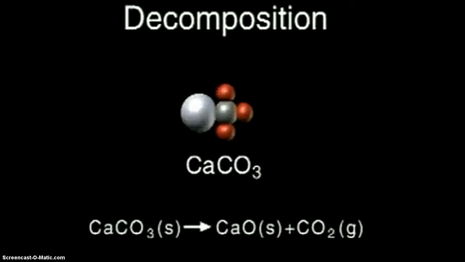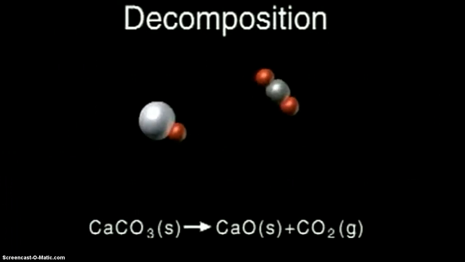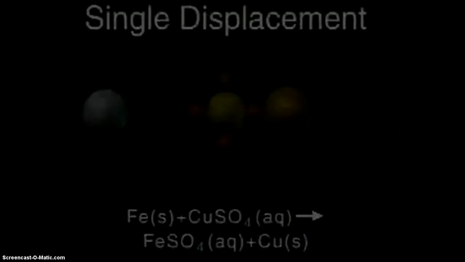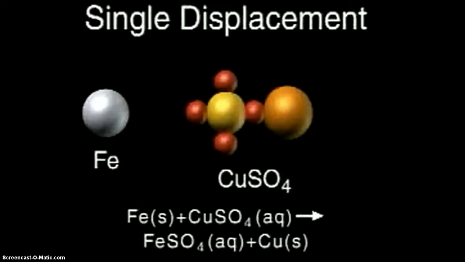Decomposition is the opposite of that, when you have one substance breaking apart. Here we'll see calcium carbonate breaking down into calcium oxide and carbon dioxide. And it can break into more than 2 things, depending on how complex it is to start.